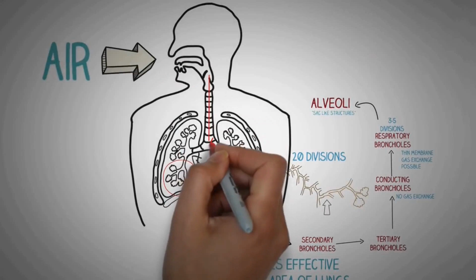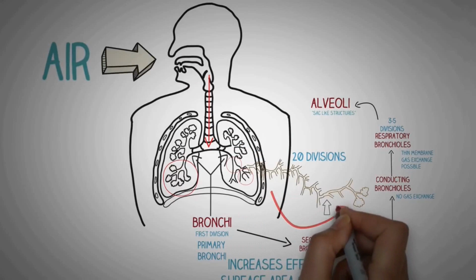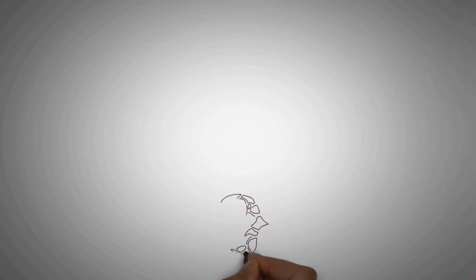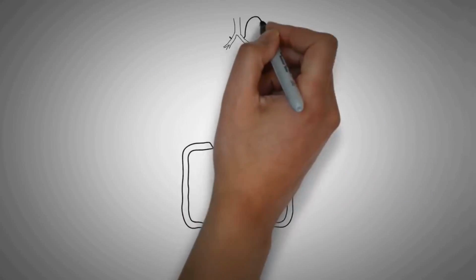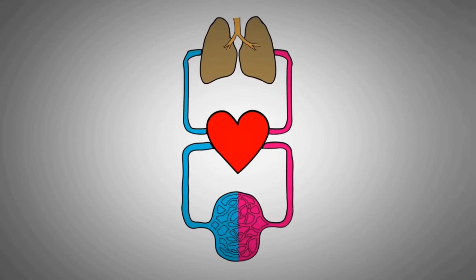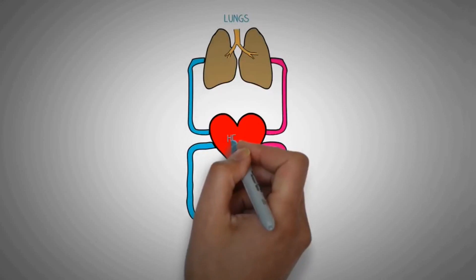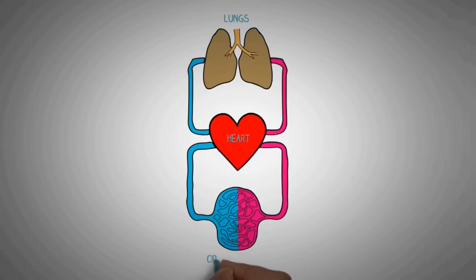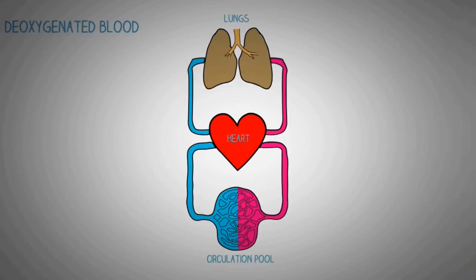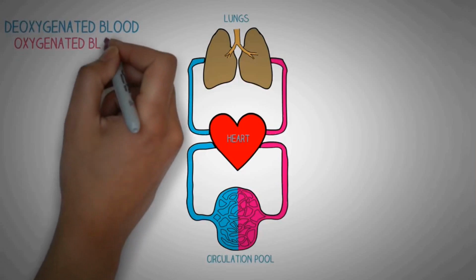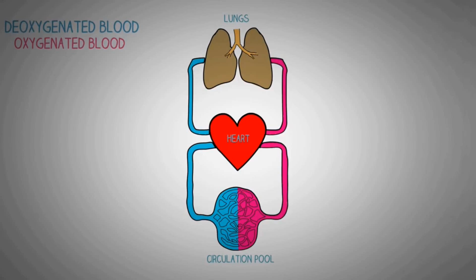So the air that we inhale finally reaches the alveoli. Now let's look at this diagram to understand how the respiratory system of our body works in conjunction with the circulatory system to provide gas exchange. In this diagram, you can see the lungs, the heart, as well as the circulation pool of the body, showing the deoxygenated blood in blue color, as well as the oxygenated blood in pink color.